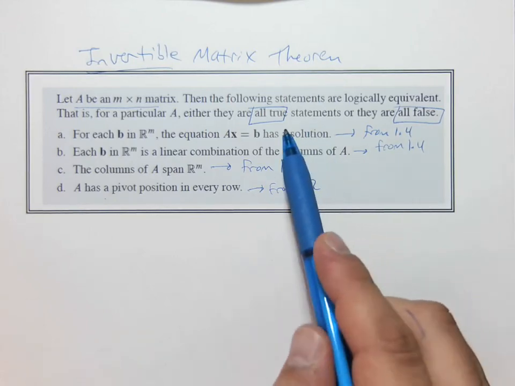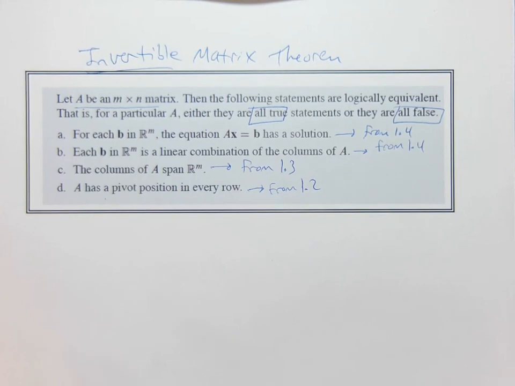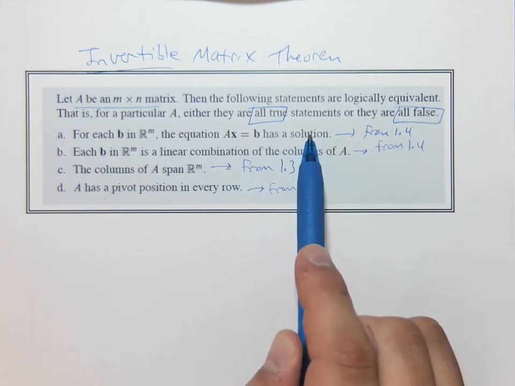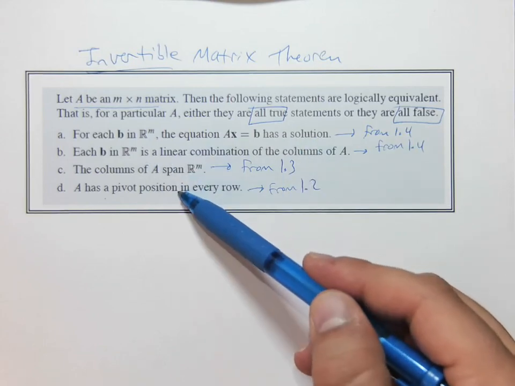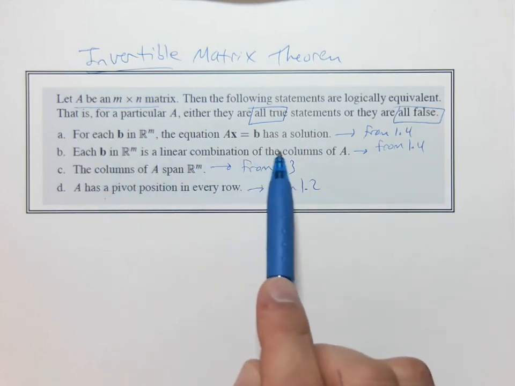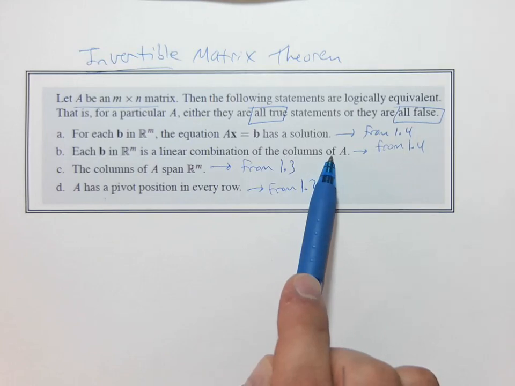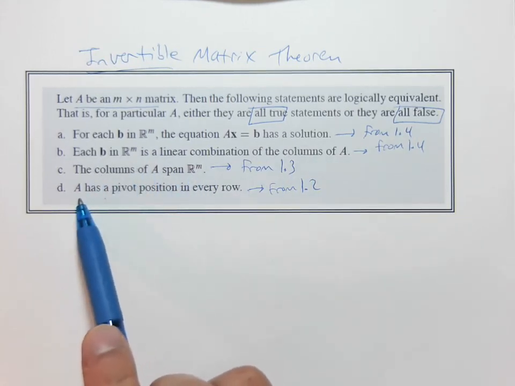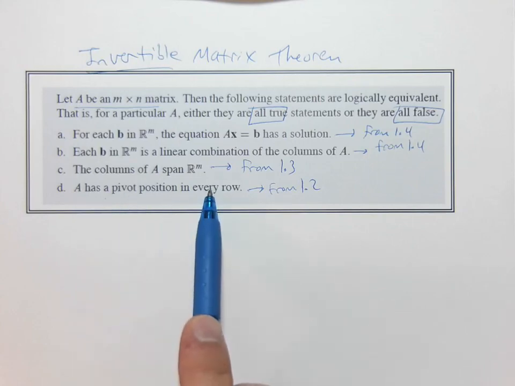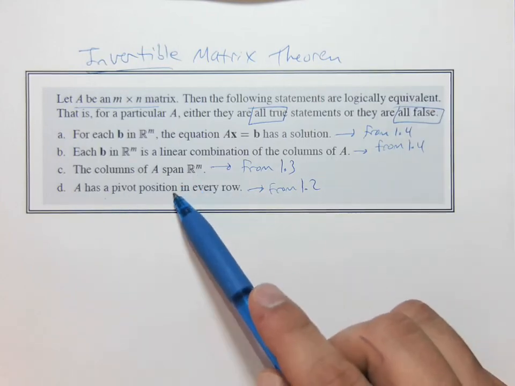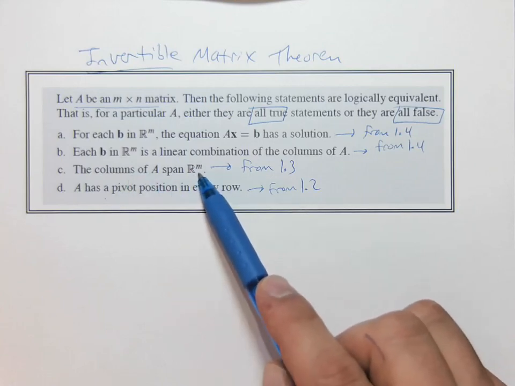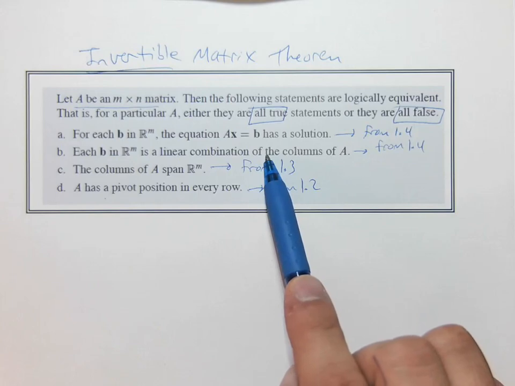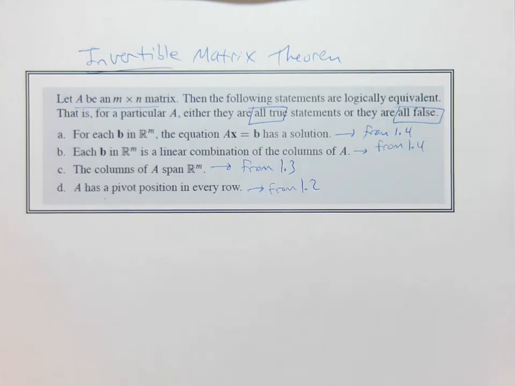And so, like this says, these things are either all true or all false. So, for example, if we found out that Ax equals b doesn't have a solution, that would mean every other one is also false. That would mean that there's not a linear combination of the columns of A that would result in b. That means that the columns would not span Rm. It would mean that A does not have a pivot in every row. Flip side of that is, if we learn that A has a pivot in every row, that means that the columns do span Rm. That means that there is some b that's a linear combination of the columns of A. Right? So they're either all true or all false.